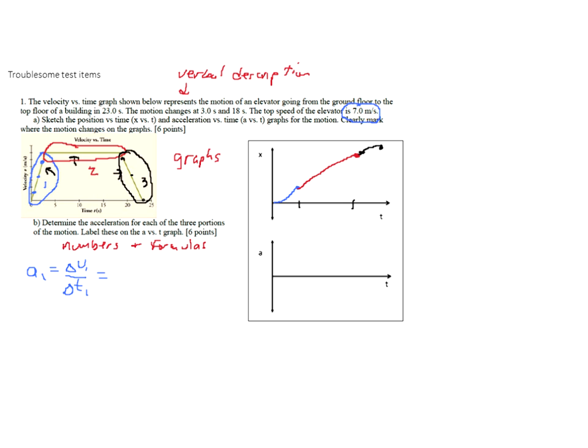And it says here that its top speed is 7 meters per second. So it goes from 0 to 7 meters per second in 3 seconds because the motion changes at 3 seconds. So 7 minus 0 meters per second divided by 3 minus 0 seconds. That equals 2.3 meters per second squared.